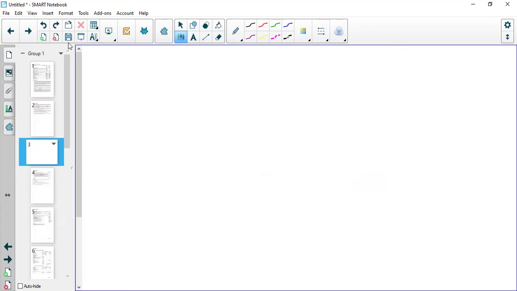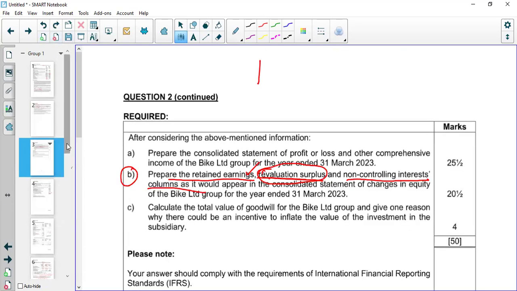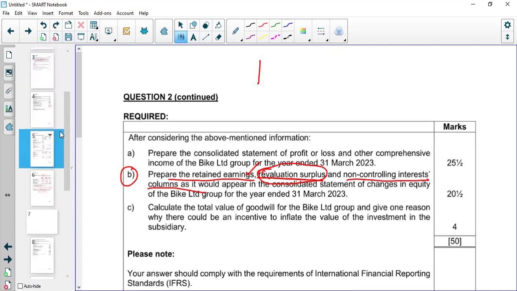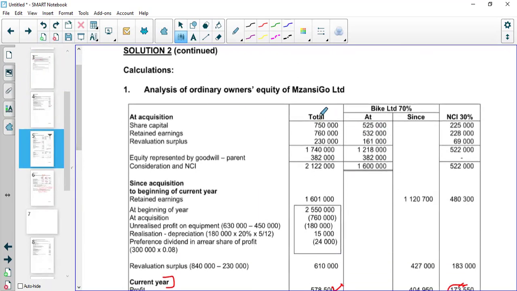We start by calculating. So I'm just going to the analysis of owner's equity, so that I don't have to go up and down picking figures that we already have. So we first of all have to get the total, which is 1740, right? Total equity: share capital of subsidiary, retained earnings of subsidiary, revaluation surplus, on the date of acquisition. So that's 1740 times 30%. So that will be 522,000.